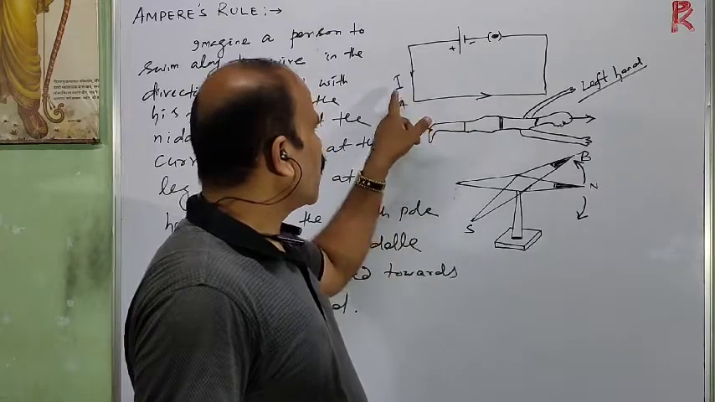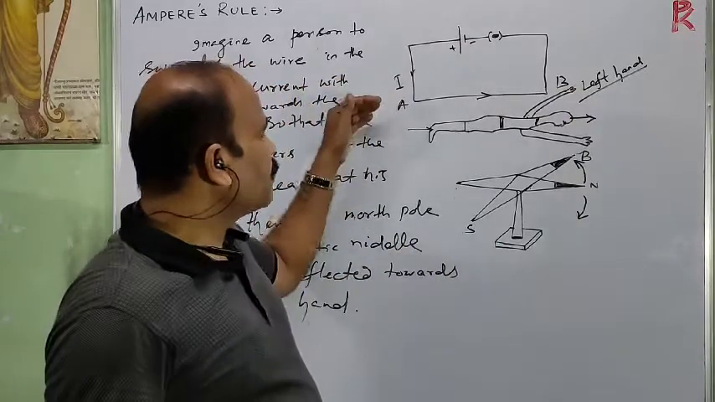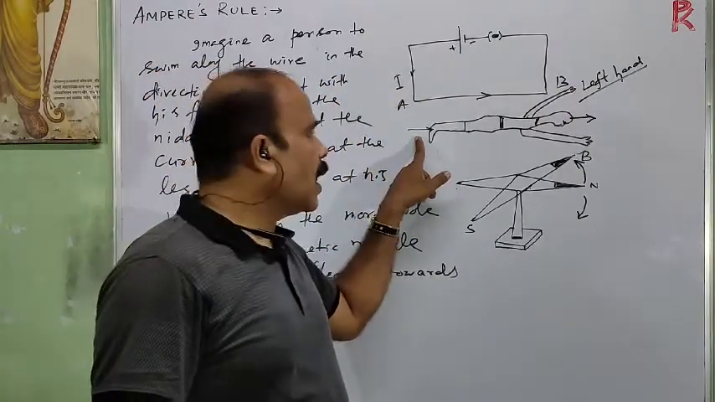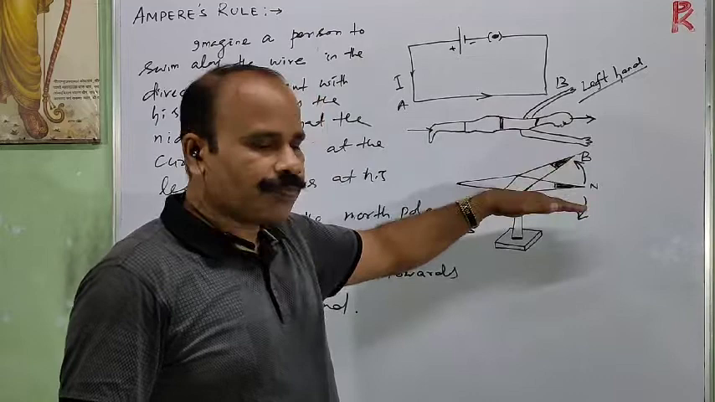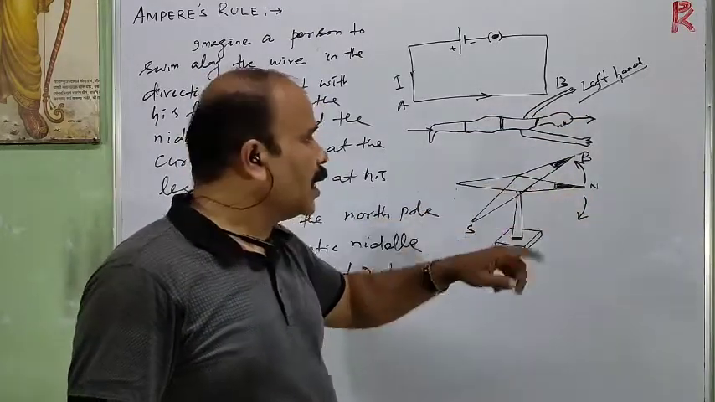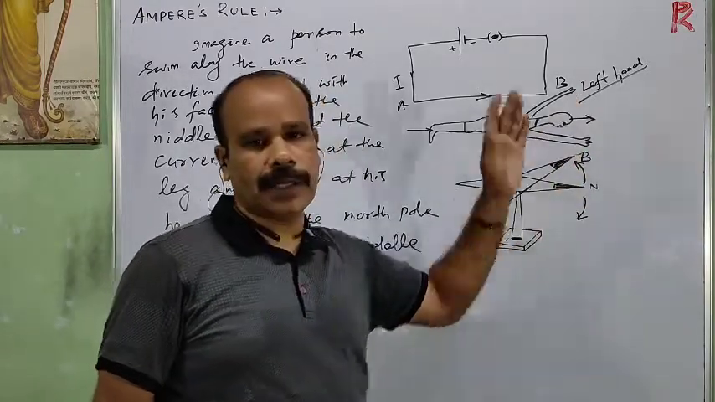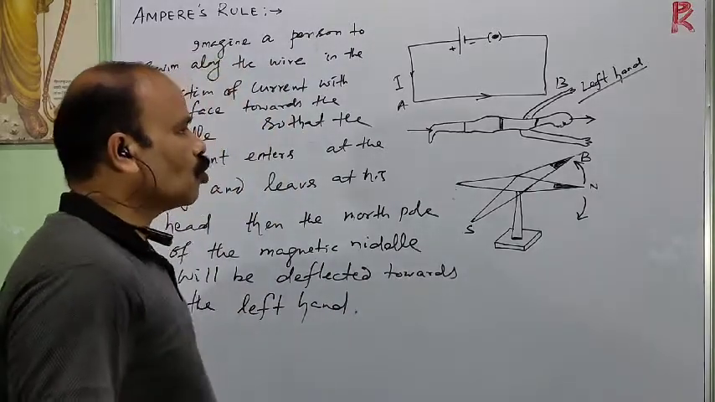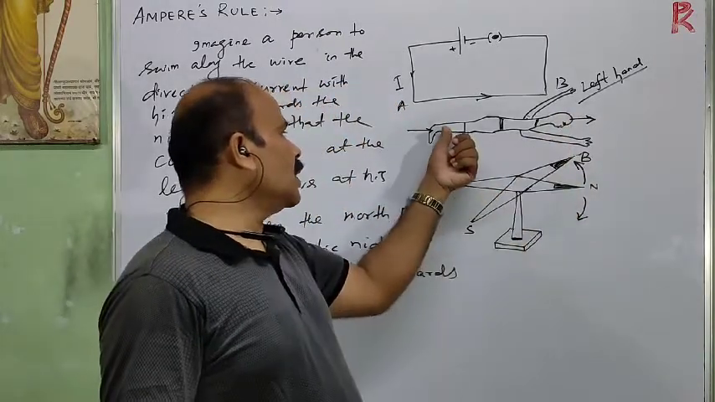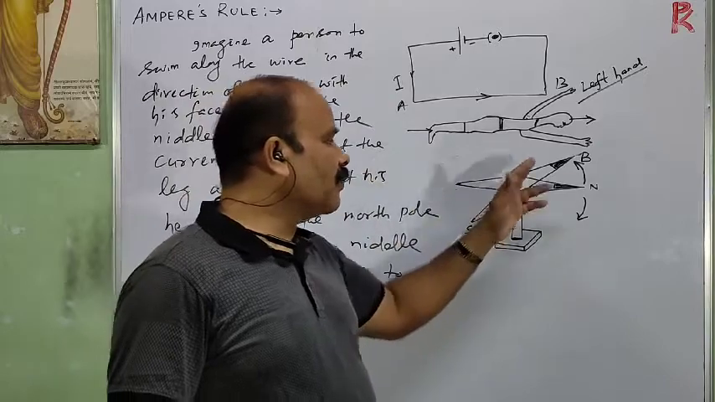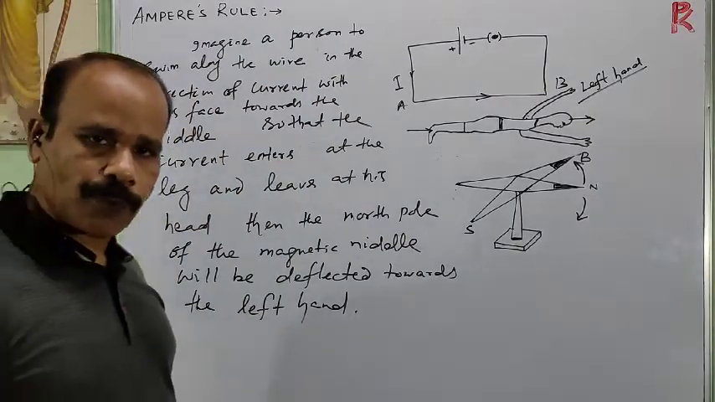So look, the current flowing from A to B, that means as if the current is entering at its leg and leaving at its head, then the person is looking towards the needle. Okay, that means its face is towards the needle. Then the direction of the deflection of the north pole of the needle will be towards his left hand. Okay. So if the direction of current changes, that means if current will enter at his head and leave at the leg, definitely the deflection will be towards the right hand. But we will remember it like this. Clear all of you? Thank you all.